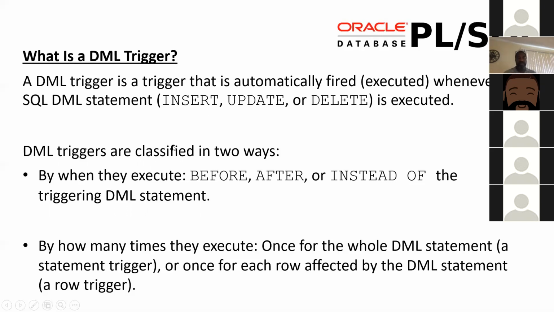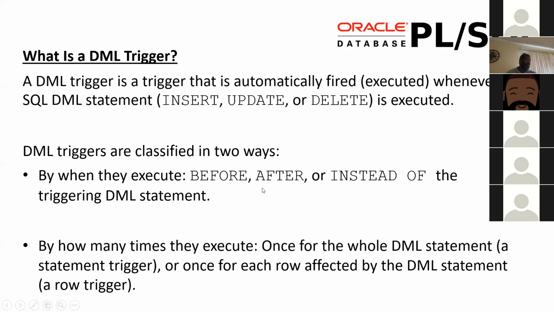These are DML statements, and a DML trigger is associated with those. So a DML trigger is classified in 2 ways. Actually, it's 3 ways, technically. I put 2 ways there. It's classified as before, after, and instead of. Instead of is kind of a special case, and I'll talk about that. And it's classified by how many times the trigger executes or when the trigger executes.